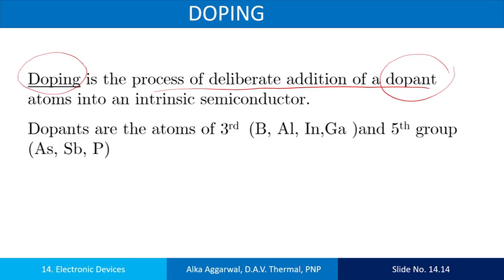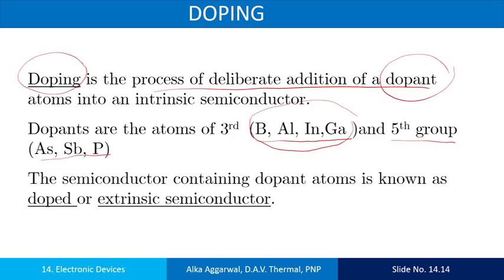Dopants are boron, aluminium, indium, gallium. These all have 3 electrons in their valence orbit. And we also use the atoms of the fifth group like arsenic, antimony, phosphorus. All of them have 5 electrons in their valence orbit. The semiconductor containing the dopant atoms is known as an extrinsic semiconductor or the doped semiconductor.